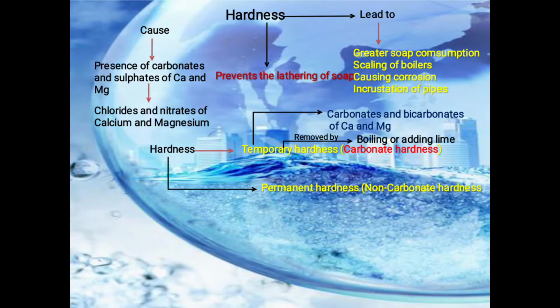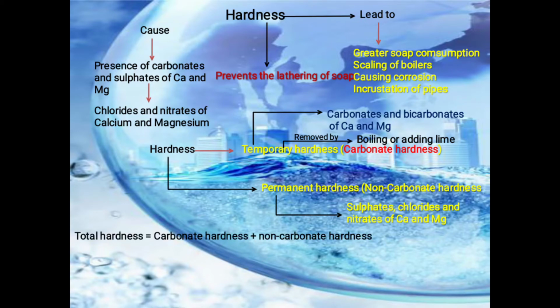The permanent hardness is due to the presence of chlorides and sulfates of calcium and magnesium. It cannot be removed by simply boiling the water, and it requires a special treatment of water softening. Water softening methods are the lime soda process, zeolite process, etc. And the total hardness is equal to carbonate hardness plus non-carbonate hardness.